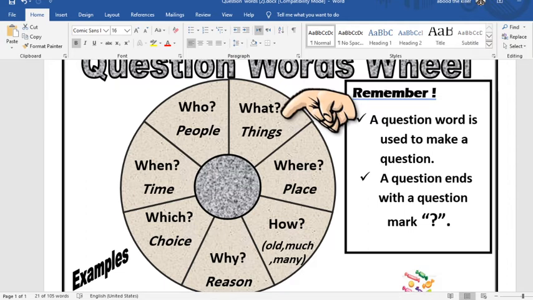But remember, let's read the notes that we have here. First, a question word is used to make a question. And the second thing that you need to remember is that a question ends with a question mark, that we have already talked about. Now, the question words that I need you to study in part 1 are who, when, which, why, how old, how much, and how many. And the final one is where.